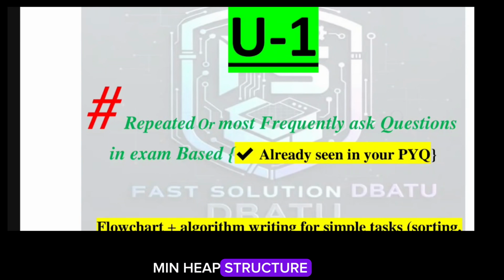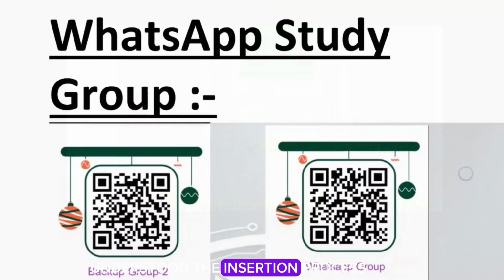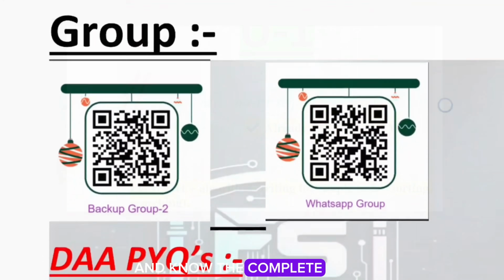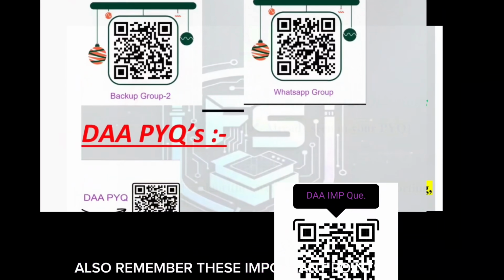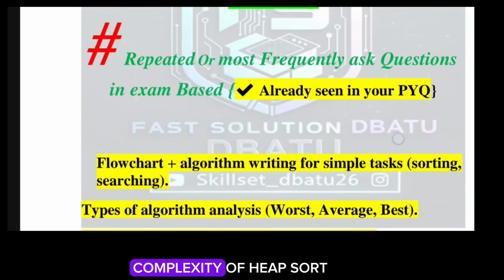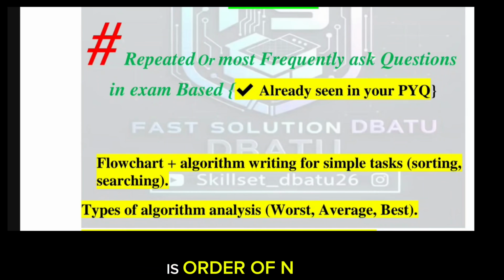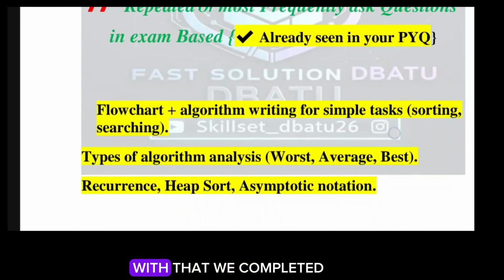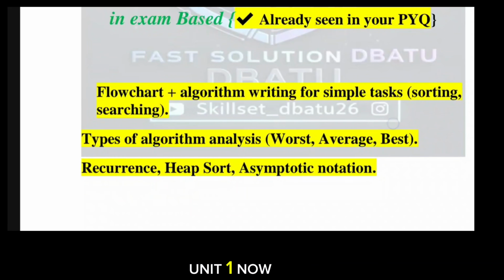Learn to build both max heap and min heap structures, understand the insertion process and know the complete heap sort algorithm. Also remember these important points. The overall time complexity of heap sort is order of n log n. With that we completed Unit 1.